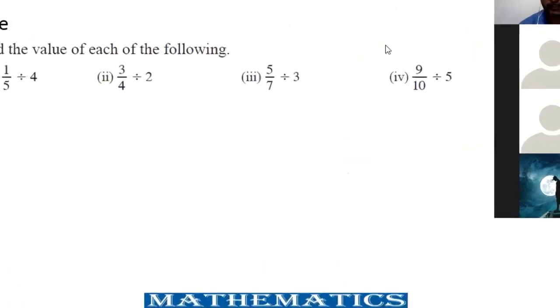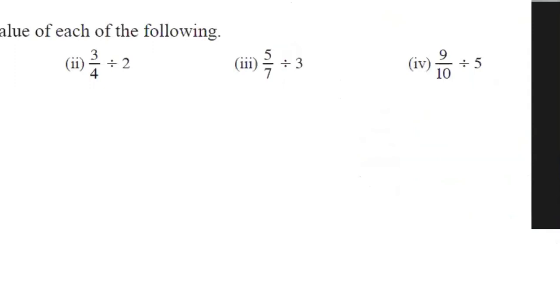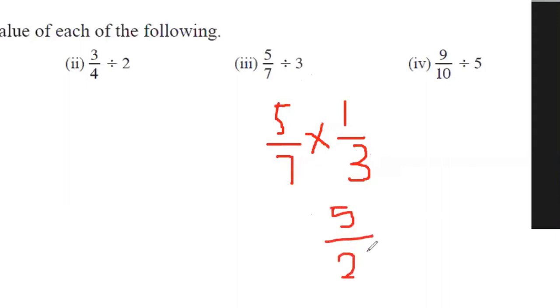For the division only we took the reciprocal, right? Reciprocal example is this number, 5 by 7. If I want to divide by 3, with multiplication changing, 3 will become 1 by 3. So 3 and 1 by 3 are two different numbers. Here you can take 1 into 5 is 5, 7 into 3 is 21. This is the final answer. We can't do anything else.